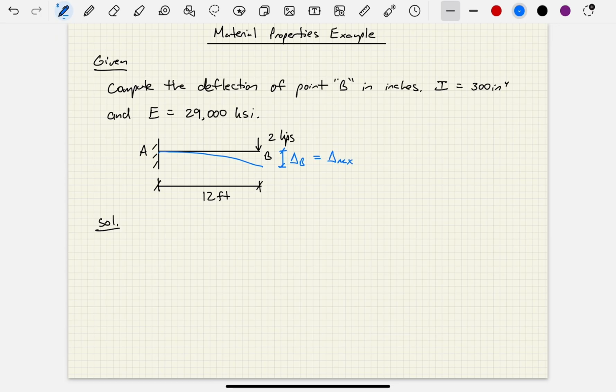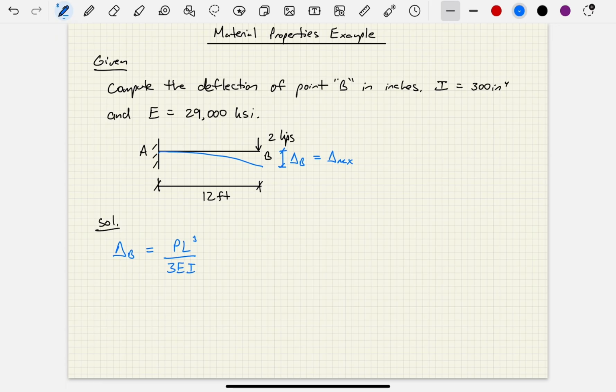And if you think about it, that makes sense, right? If you restrain a beam rigidly, that's a fixed connection at A, and then you put a point load at the free end, this thing is going to be restrained at A, and as you get farther away from A, it's going to deflect more and more to a maximum value at the free end, okay? So we have a governing equation that was provided to us in our background video on this. This was delta B, or delta max, is equal to PL cubed over 3EI.